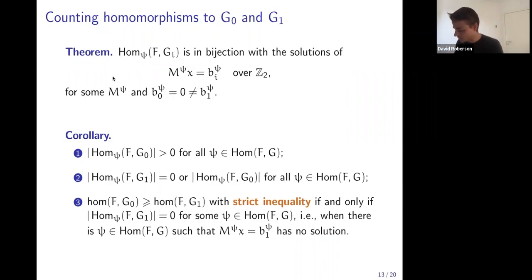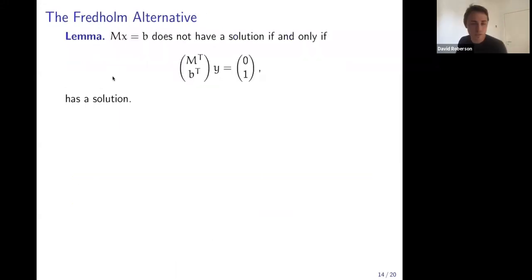And that's the same thing as saying that there's some psi such that this has no solution. So that's what we want to understand. When does this have no solution? But there's this nice thing called the Fredholm Alternative. I guess it's basically like an easier version of the Farkas lemma, which says that this system Mx equals b doesn't have a solution if and only if this system does have a solution.